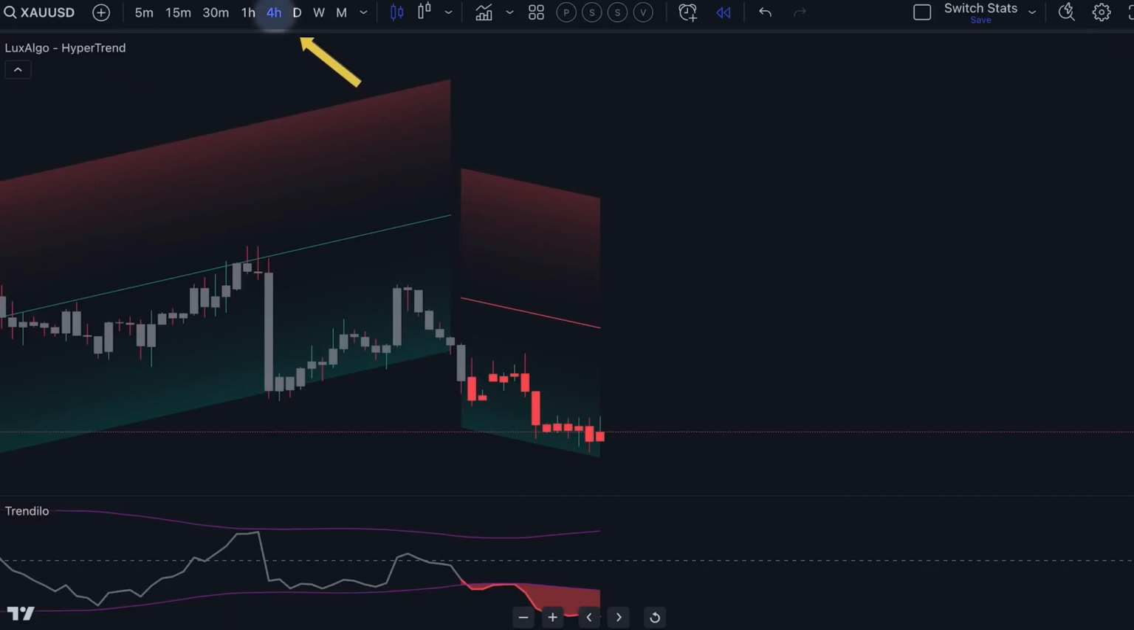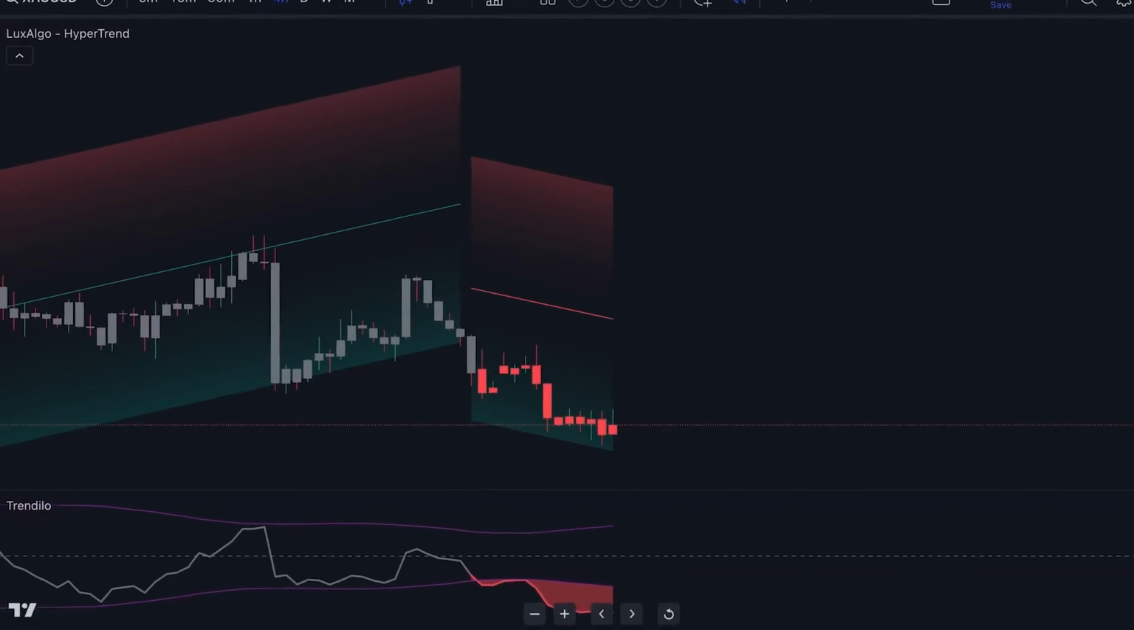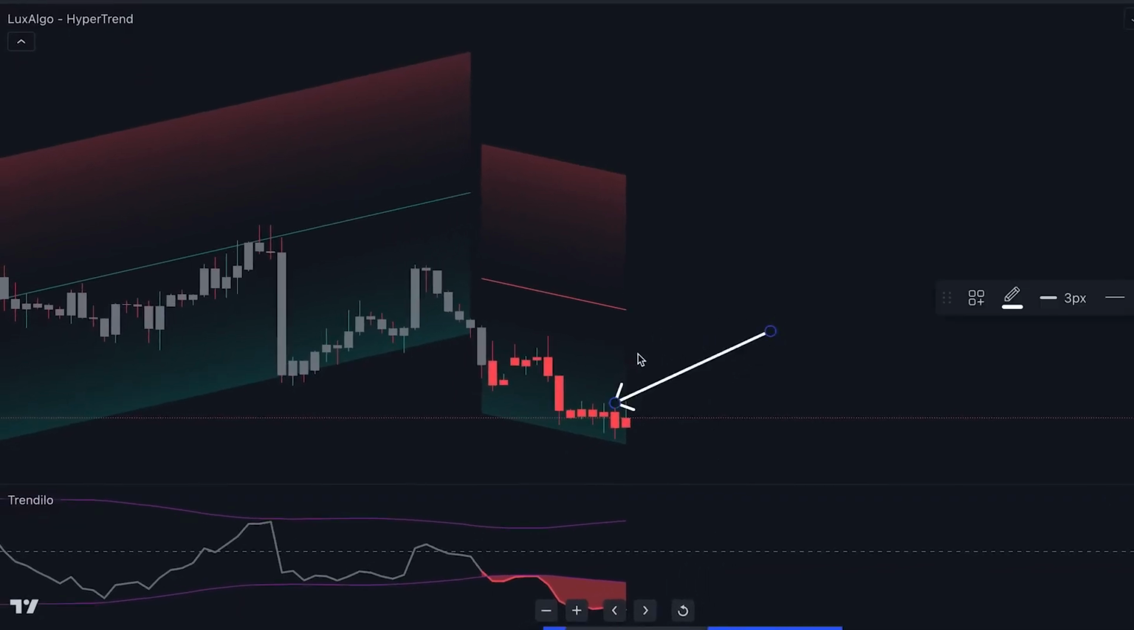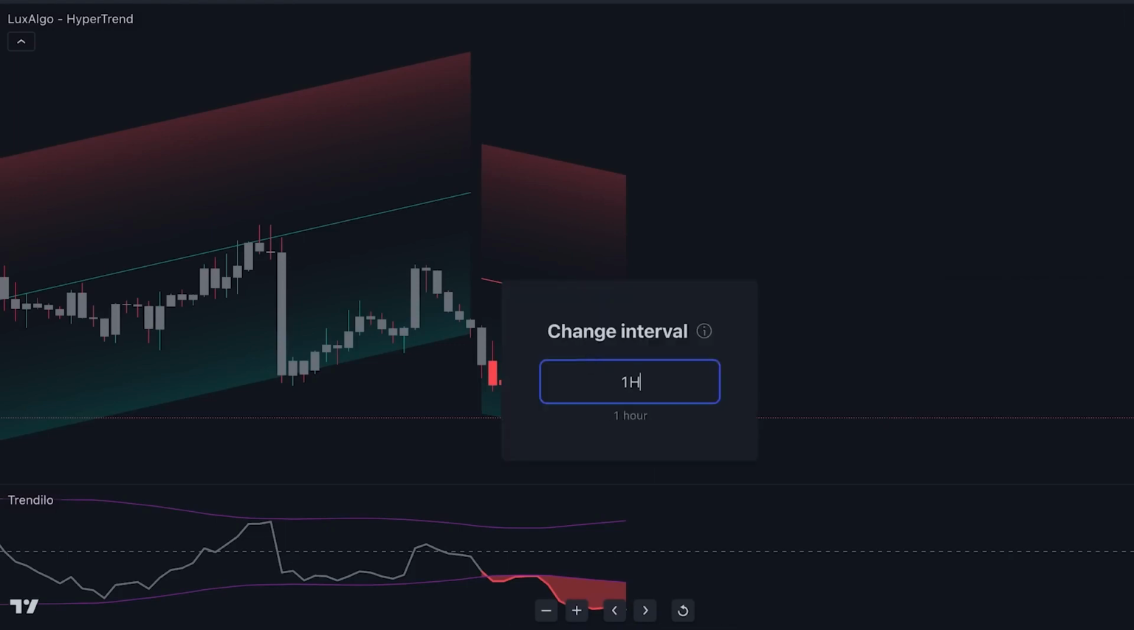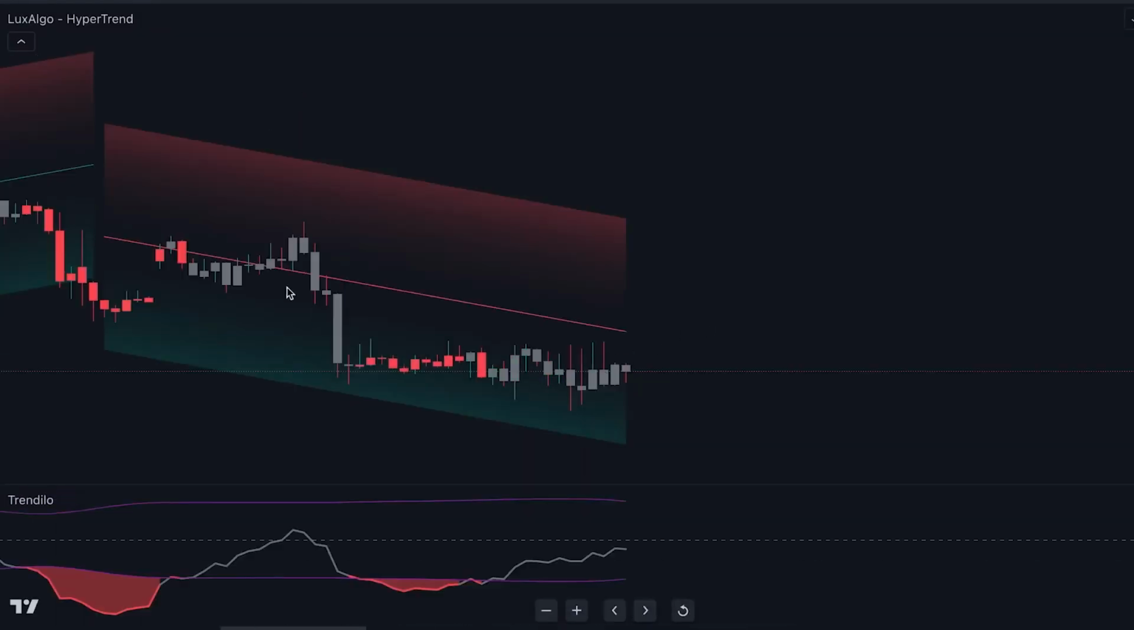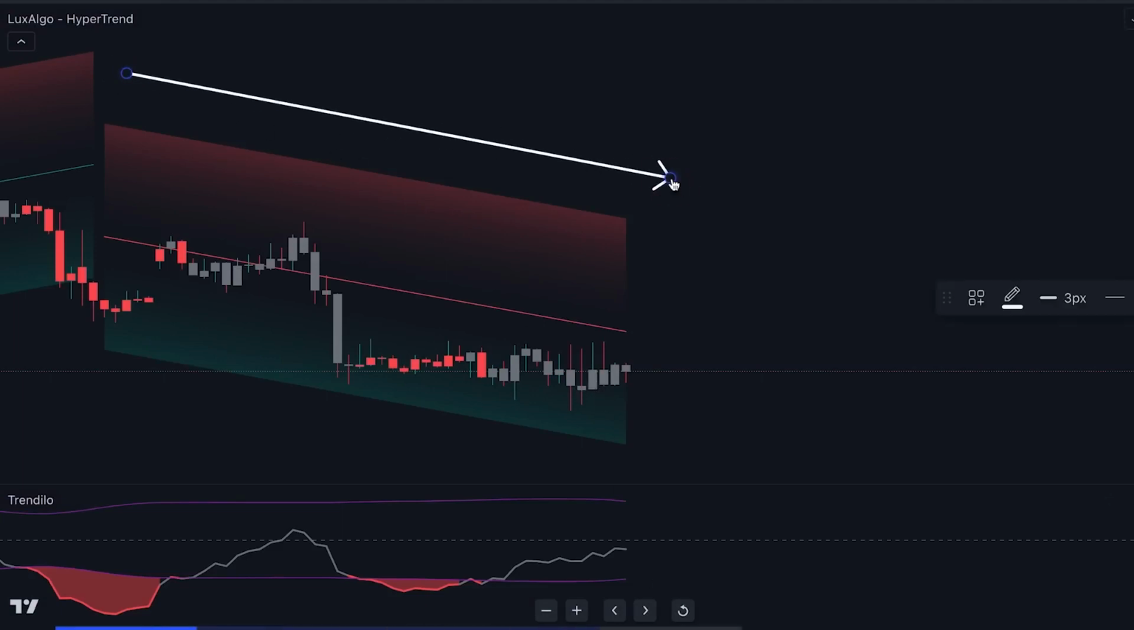We will commence by utilizing the 4-hour timeframe to ascertain whether the market is exhibiting a bullish or bearish sentiment, achieved by observing whether the price is positioned above or below the median line of the hypertrend. Subsequently, we will transition to the 1-hour timeframe, patiently awaiting the hypertrend to align with the 4-hour timeframe's trend direction.